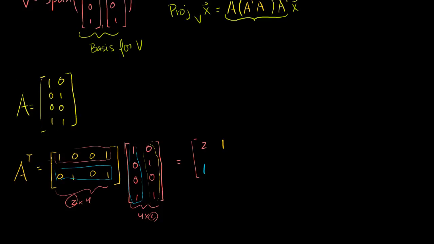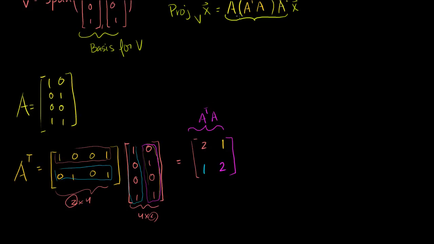And then finally, this row dotted with this second column. Second row at second column. 0 times 0 is 0. 1 times 1 is 1. 0 times 0 is 0. 1 times 1 is 1. So we have 1 times 1 plus 1 times 1. So it's going to be 2. It's going to be equal to 2. So this right here is A transpose A.